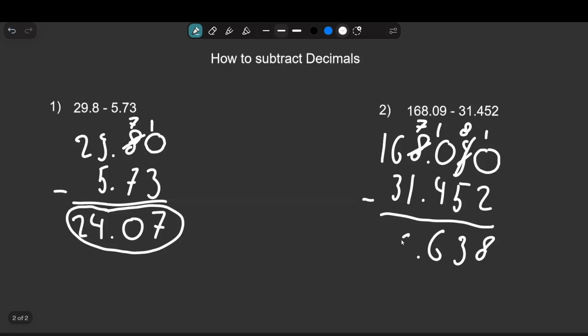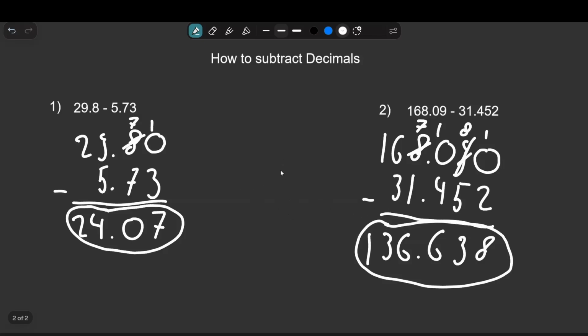7 minus 1 equals 6. 6 minus 3 is 3. And 1 minus 0 is still 1. So this will be your final answer to the second problem.